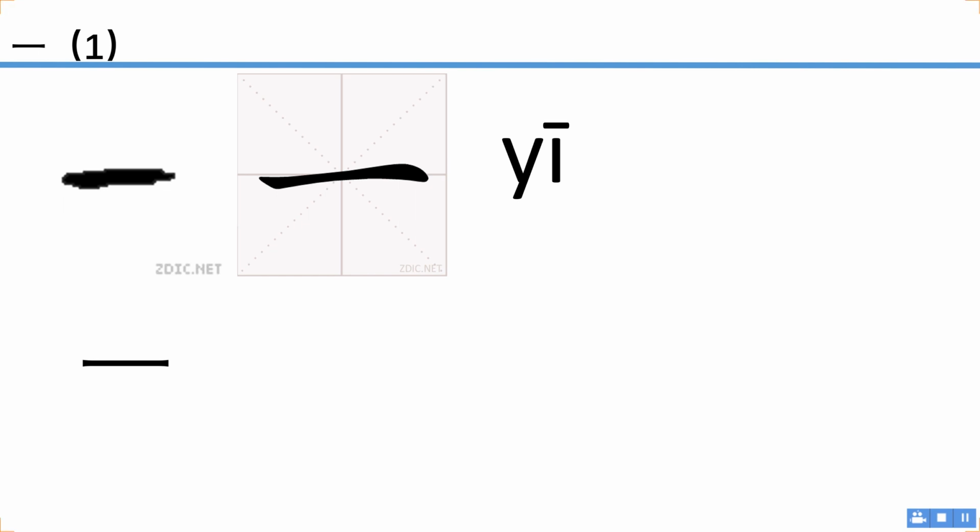This course will cover our first Chinese character, number 1, yī. Okay, please follow me. Yī. That is the pronunciation of number 1. What does it look like? It looks like this. Number 1 looks like this.